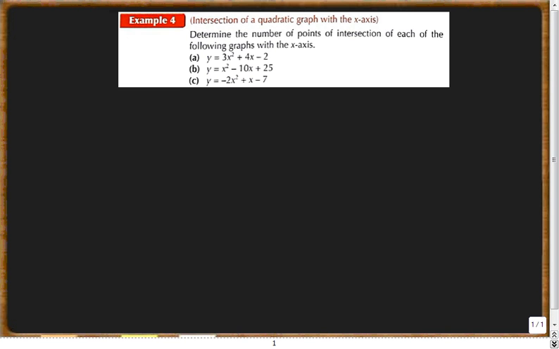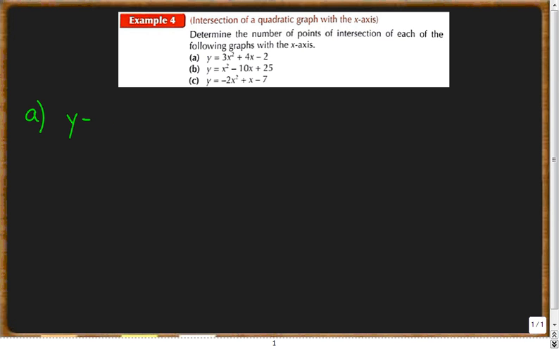Example 4 asks us to determine the number of points of intersection of each of the following graphs with the x-axis. What we want to do is just determine this without necessarily finding a solution. It's not asking us what they are, it's asking to determine the number. That is going to be dependent on the value of the discriminant of each equation here. So let's look at A.